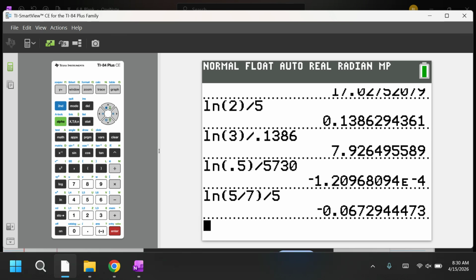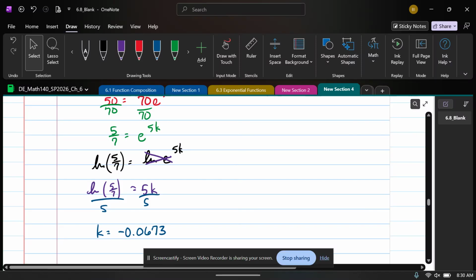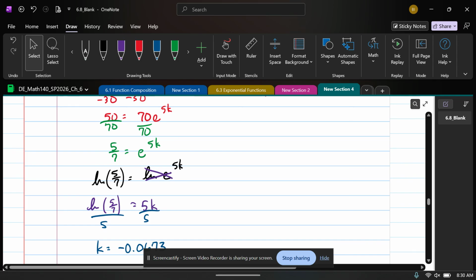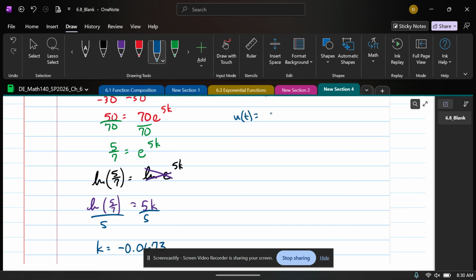Okay. Now, that didn't answer the question that they asked. The question was, when will the temperature be 50 degrees? So now we know that U of T is equal to 30 plus 100 minus 30 e to the negative 0.0673 t. Now we need to plug in the 50. Where does the 50 go?